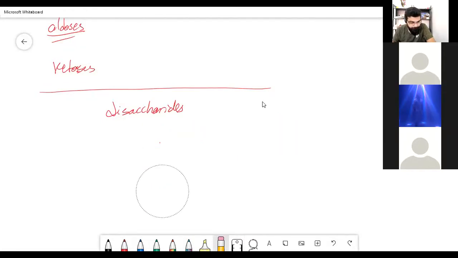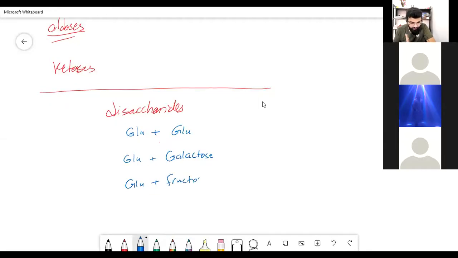How to memorize it? Look, all of them start with glucose. The 3 examples mentioned in your book. The first one, glucose with glucose. The second one, glucose with galactose. And the last one, glucose with fructose. Is it clear till now? So all of them are glucose with another monomer.